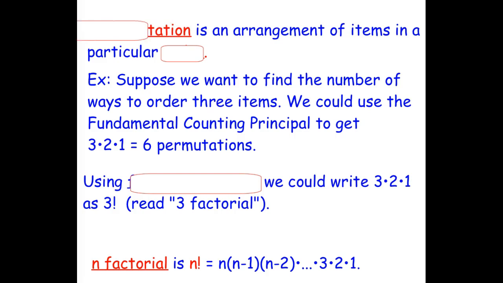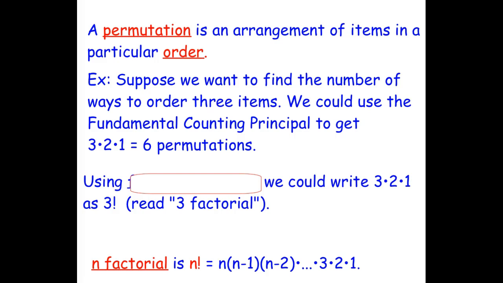All right, our first term that we had in our objective was permutation. Permutation is an arrangement of items in a particular order. So this is a case where the order matters. That's going to be really important. We're going to be talking about permutations and combinations. You have to know that for a permutation, the order matters.